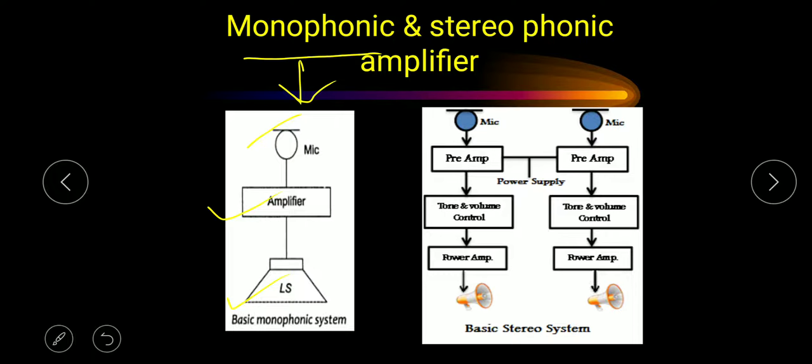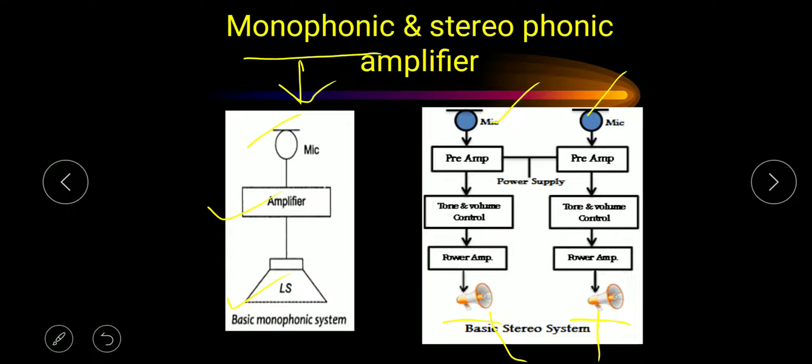While talking about the stereophonic amplifier, there are two separate channels, left and right. Likewise, here are two amplifier systems, two mic systems, two loudspeaker systems, meaning everything is divided into two channels. It means it produces a stereo sound. That is why the sound amplifier is known as a stereophonic amplifier.